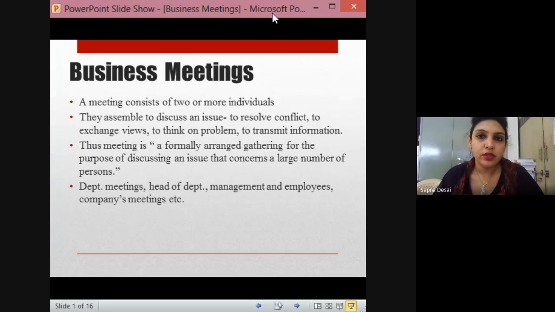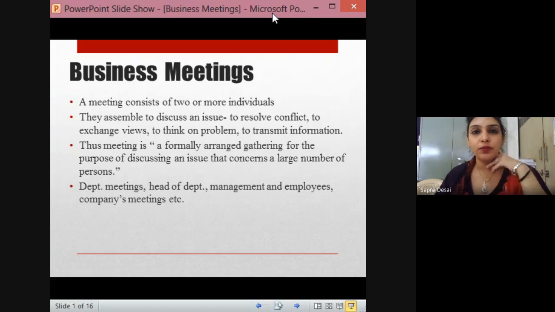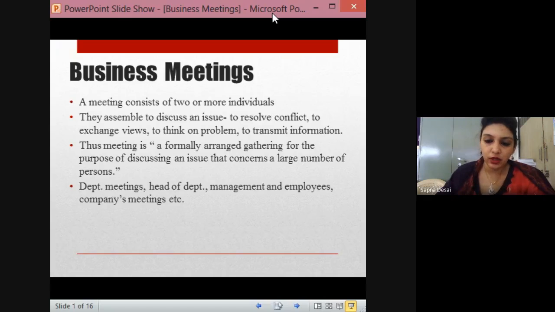Examples of this kind of business meetings are the various departments of the organization. They may come together and discuss departmental coordination or the issues between the departments. Management and employees, there can be a discussion between the management and the employees. Company meetings, board meetings, and other meetings.